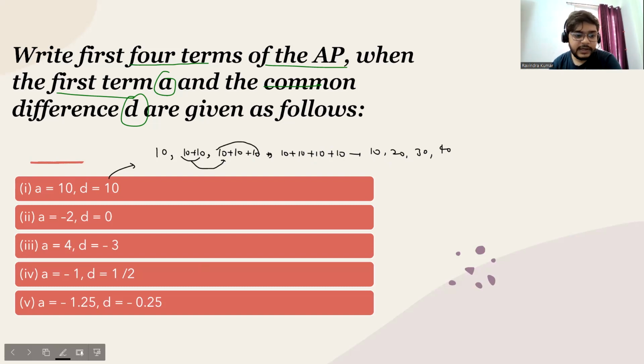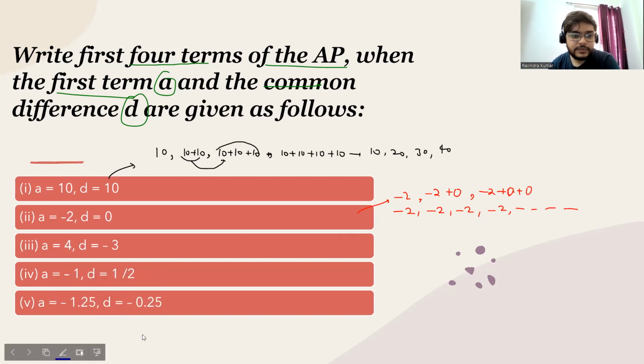Now come to the second one. So here we will have first term is -2. Now we will have to add 0 because common difference is 0. So add 0. So -2 for the third term, again 0. So what we will get? -2, -2, -2, and -2, and so on. All the terms are -2 because the common difference is 0. And when you add 0 to any number, it will have no impact on that number. It will be the same, right? Okay. I hope you are getting my point.